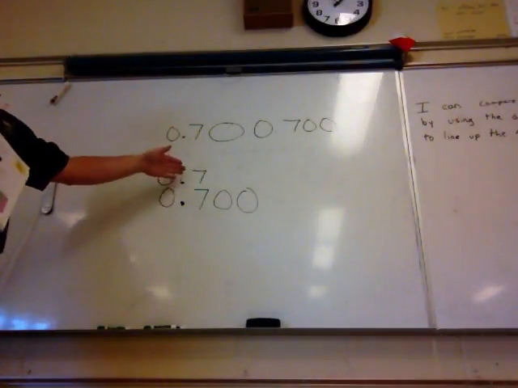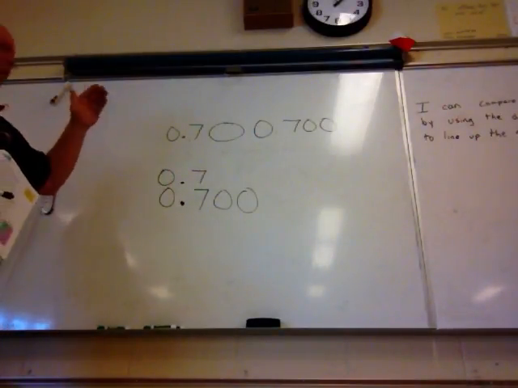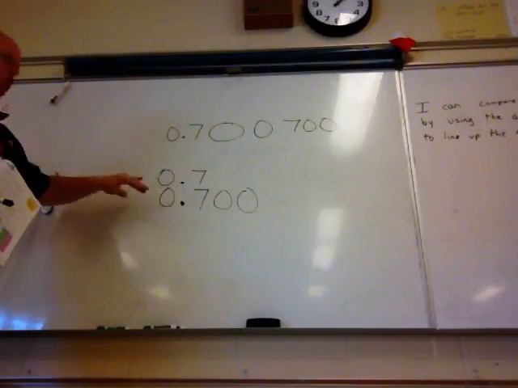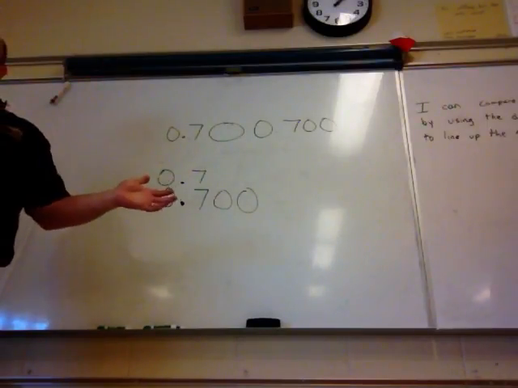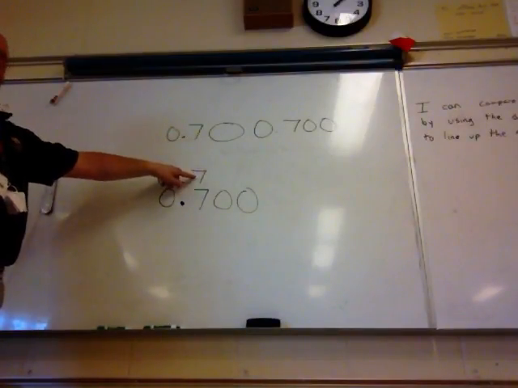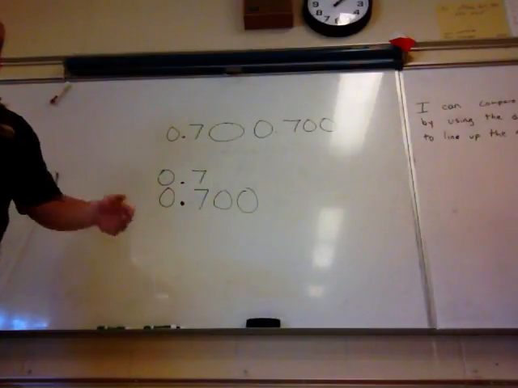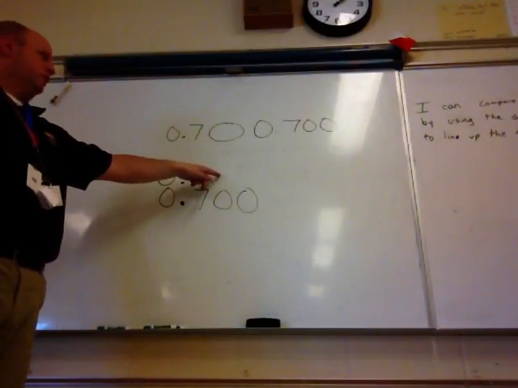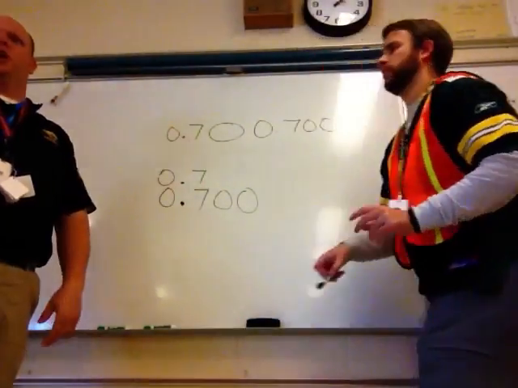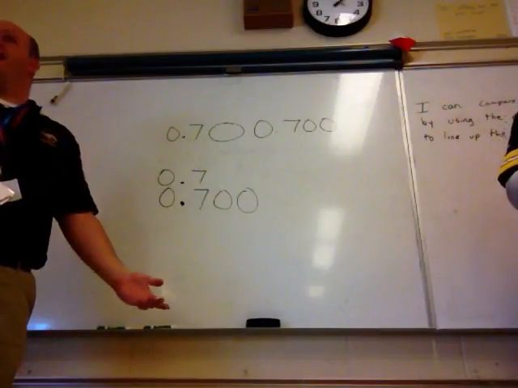I lined up my decimal point, right? The largest place I have a digit is in the ones place. I have 0 ones, 0 ones. That's a tie, right? So far we have a tie. In the tenths place, we have a 7, we have a 7. A tie. Hundredths, we have nothing and 0. Which one's greater, nothing or 0? They're equal. Tie.